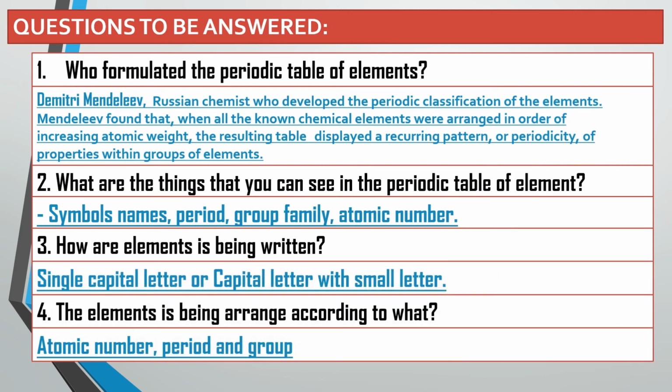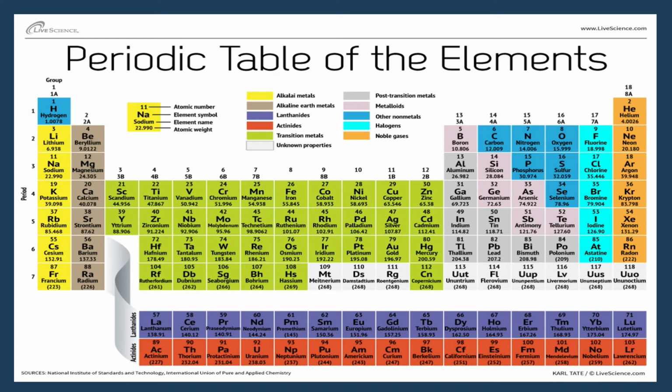So, what are the things that we can see inside the periodic table of elements? We can see the symbol, names, period, group, family, and atomic number. Then, in terms of writing the symbol of each element, if the symbol of an element is one letter, then it should be written in capital letter only. But if the symbol has two letters, the first letter will be capital and the second letter is small. So if you capitalize both, you are wrong right away. Next, the elements are arranged according to atomic number, period, and group. Always remember this.